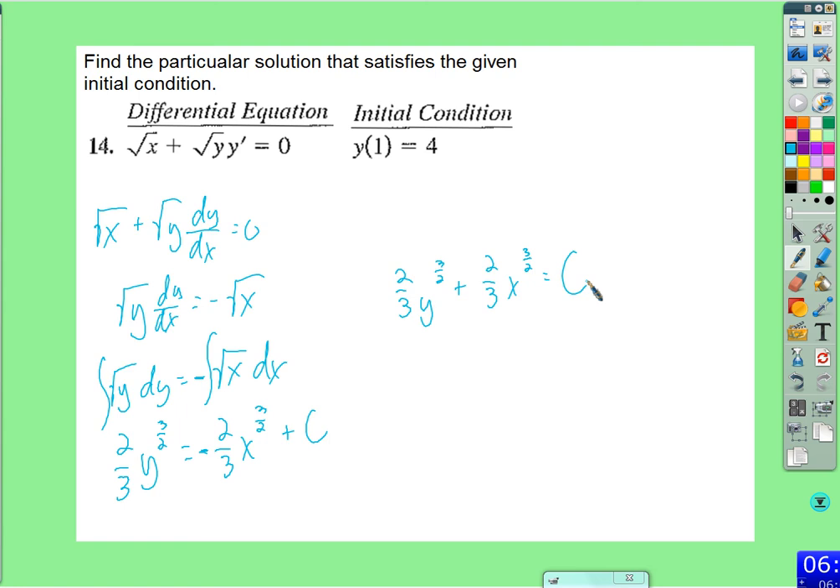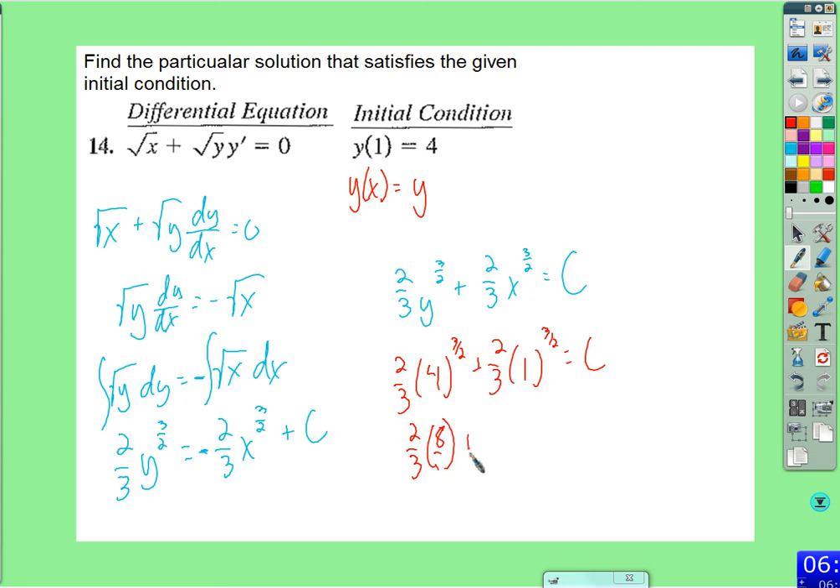What does that tell us? y is a function of x. y of x equals y. You plug something in for x, and what you get is y. So 1 for x and 4 for y. 2/3 times 4 to the 3/2 plus 2/3 times 1 to the 3/2 equals c. Remember, when we have the 3/2 power, we can think of the denominator first, right? So the square root of 4 is 2, and then that raised to the third is 8. 2/3 times 8 over 1 plus 2/3 times 1 equals c.